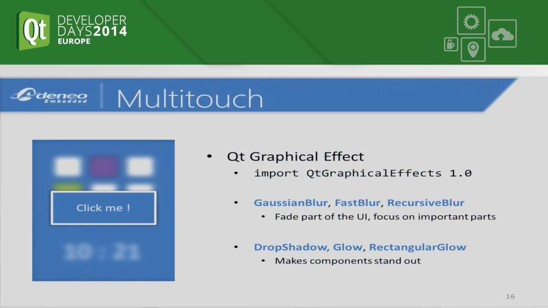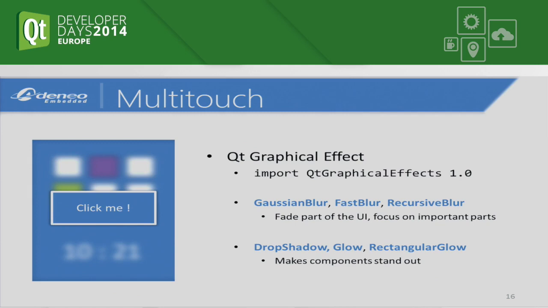And the second one is drop shadow, glow, rectangular glow. This also makes a component stand out from the user interface, but instead of adding a blur, they add some glow or shadow to your component. Still, it's quite a nice thing because the drop shadow, I would say more the drop shadow, is something that's very visible now in modern websites, for example, where you have your component and shadows, etc. And so it also adds this modern feeling to your application.